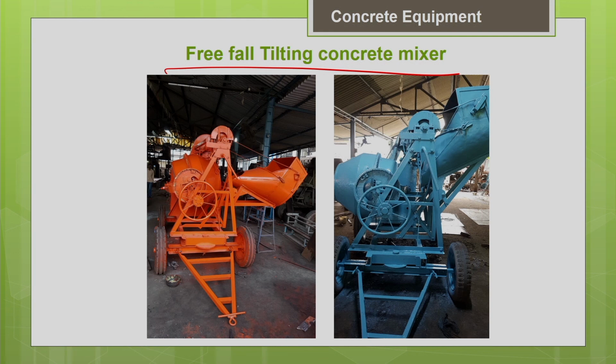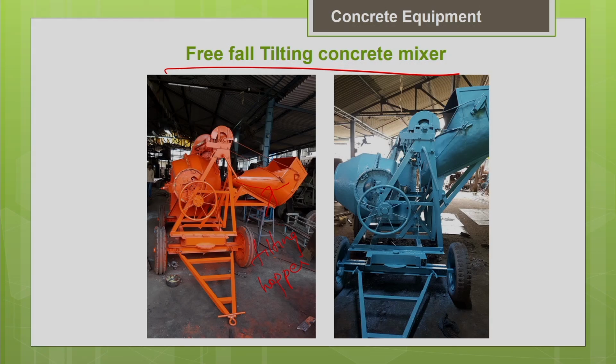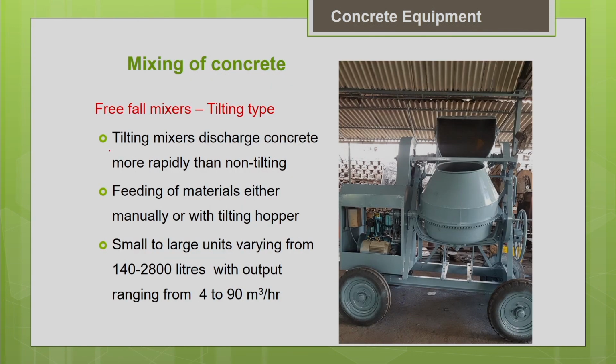Another important thing to be noted is you can have a tilting hopper like this. This is called a tilting hopper. With the help of this, I can easily feed the material into the concrete mixer machine. This will also help you to speed up the process. You can easily load the drum with the tilting hopper and save time. As I mentioned earlier, the tilting mixers discharge concrete more rapidly than non-tilting.